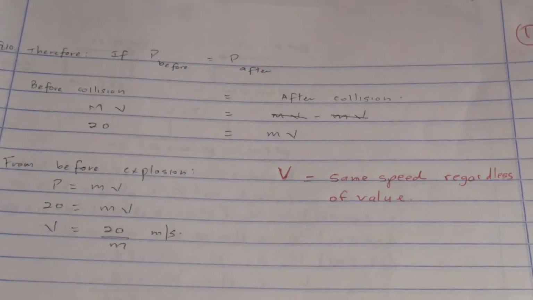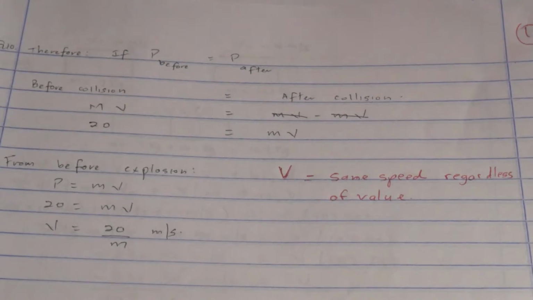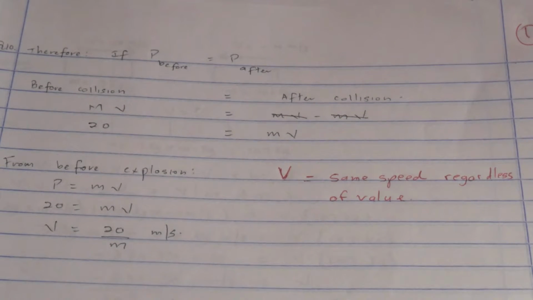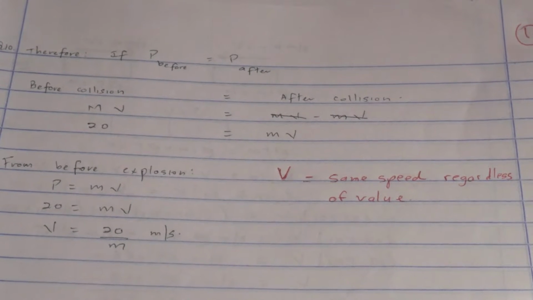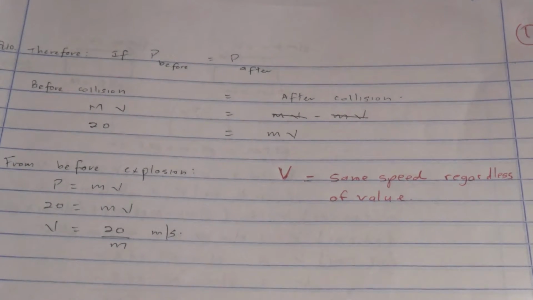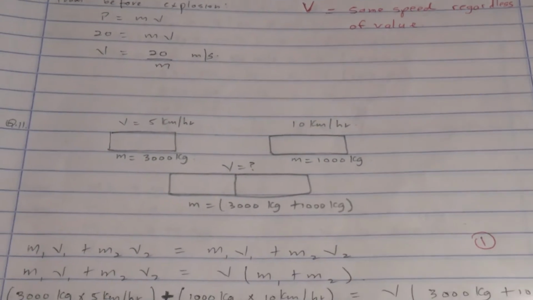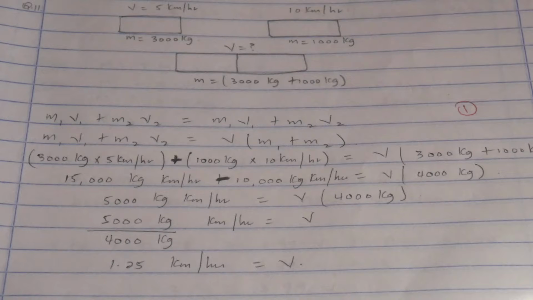Alright, number 11. A 3,000 kg truck is moving right at a speed of 5 km per hour and collides head on with a 100 kg car moving left at 10 km per hour. All these examples are so violent. The two vehicles stick together, wow, and move at the same velocity after the collision. Determine the post-collision speed of the car and the truck. Alright, this is all the working there.